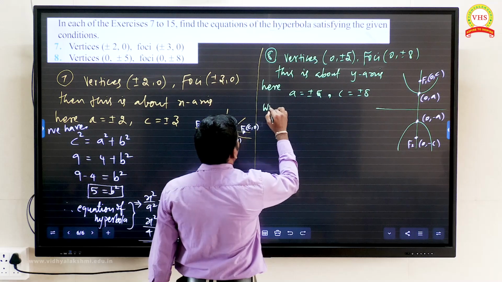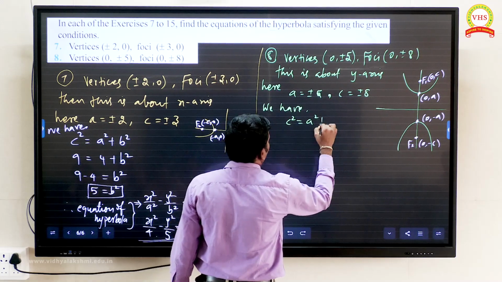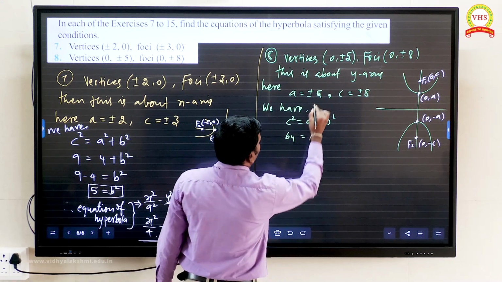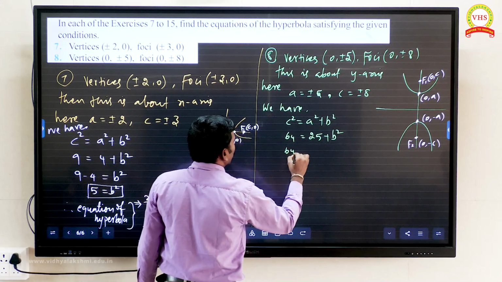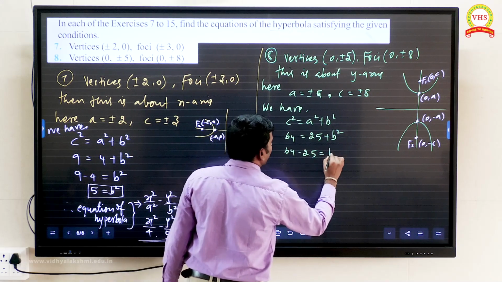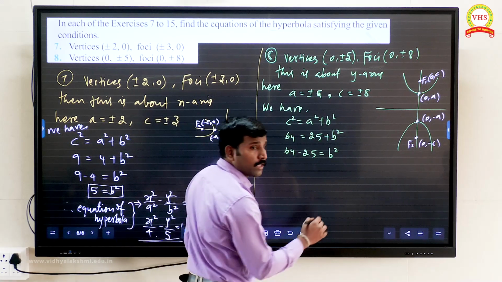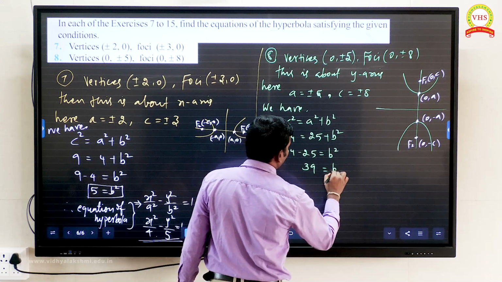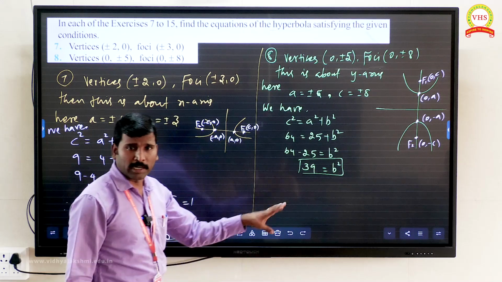Okay. So c value, we have a formula. What is that? c square equal to a square plus b square. c value 8, square 64, and a value 5, then 25 plus b square. Then 64 minus 25 equals b square. When you subtract, what am I getting? 39 equal to b square. So b square let it be. Don't take root or anything. Let it be as it is.